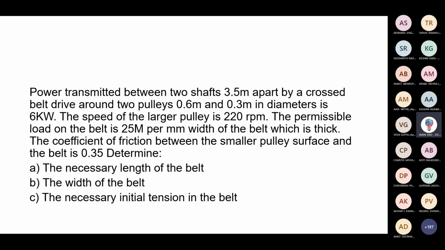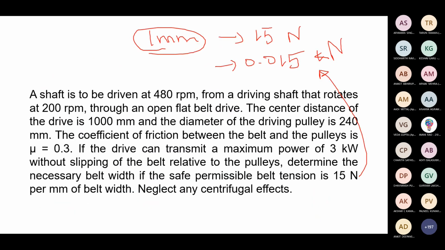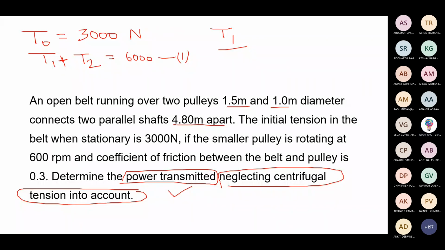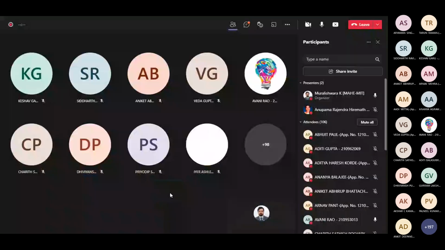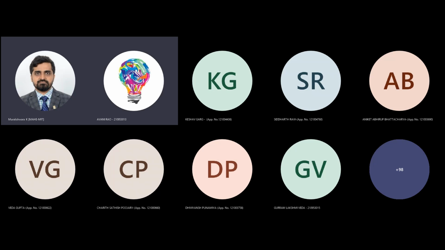Sir, could you show the previous problem? I want to check the final answer. I don't think I have written that. I haven't written the answer. You want to know the answer? Yes, sir. I will tell you. Which one is that? 1.5 meter. The previous problem. Yeah, that one. Power is 80 point something 4 kilowatts. Okay, sir. Thank you.